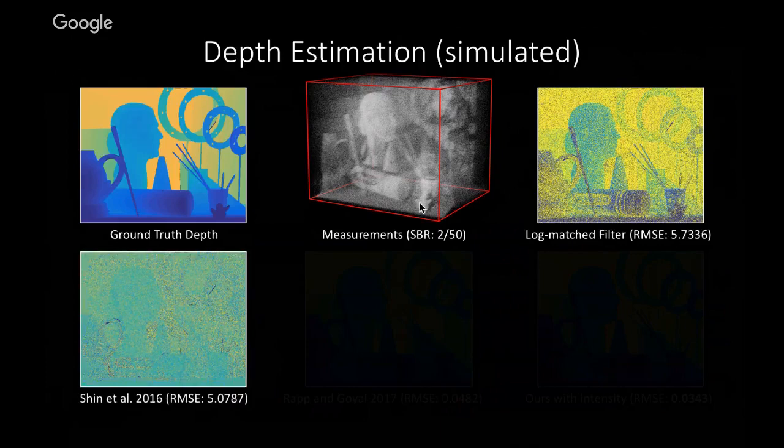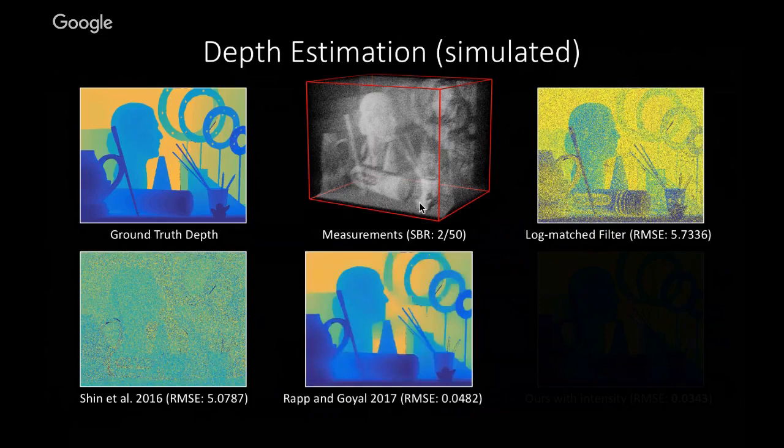Now, some of the methods by Shin et al., which followed up on the initial work on first photon imaging, are very sensitive to the ambient light that's present here. So if you have too much ambient light, Shin's method doesn't work at all in this particular case. They have some more recent work that actually does fairly well. And it's able to, from a very noisy cloud of photon arrival times, produce a depth map that does pretty well. But there are some artifacts here, which I'll point out a little bit.